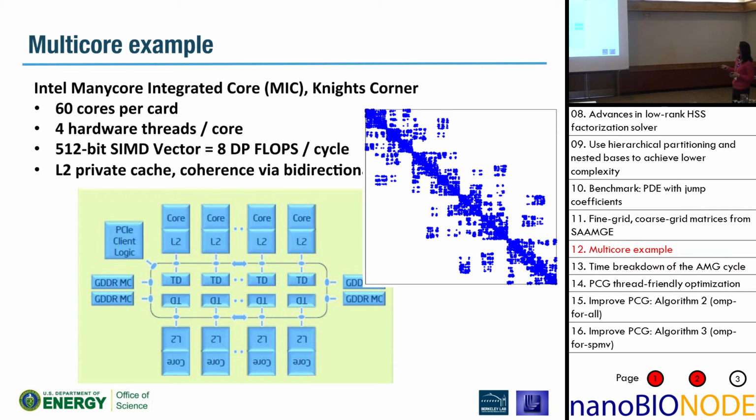Another difficulty with this machine is that the SIMD vector is very wide. They have a SIMD register of 8 double precision flops per cycle. You need to vectorize your code, something we have forgotten for many years.